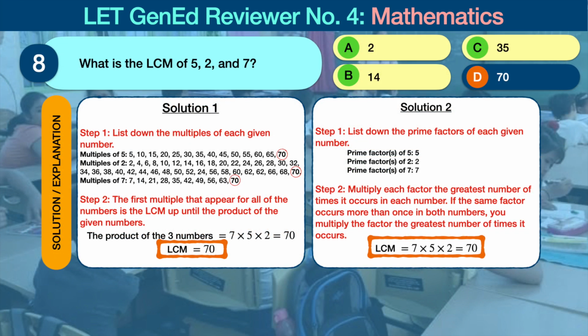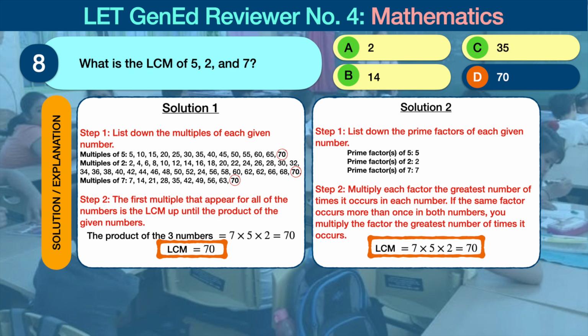The correct answer is D. 70. LCM stands for least common multiple. There are different ways and techniques in finding the least common multiple of 2 or more numbers. We'll show you 2 of these techniques in solving this given problem.